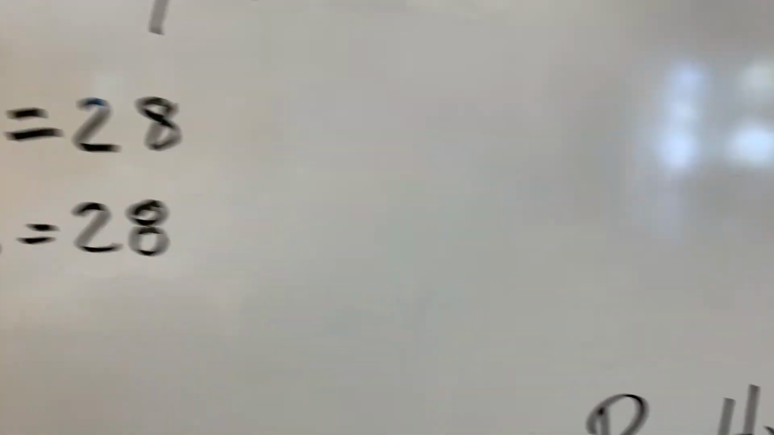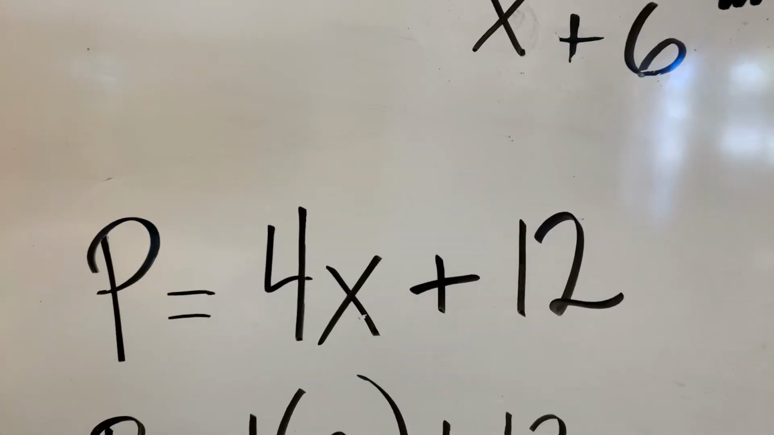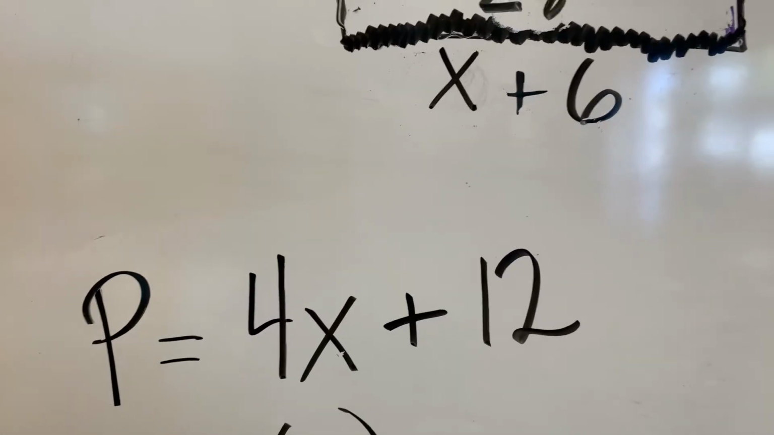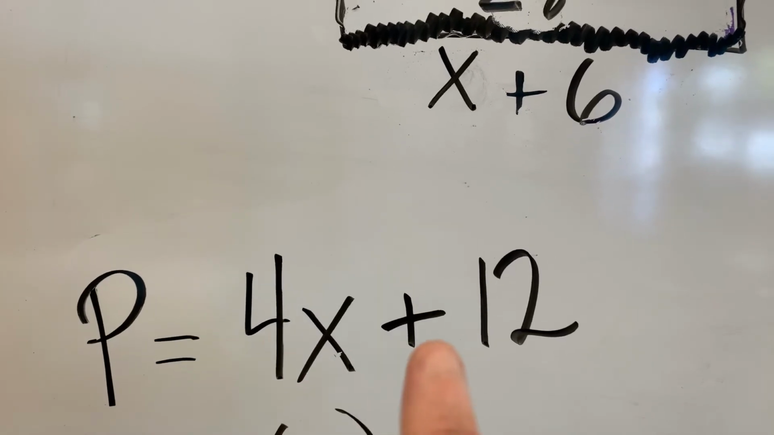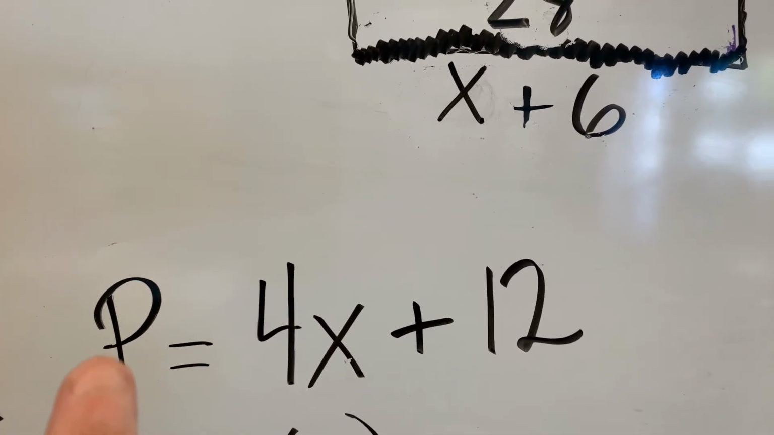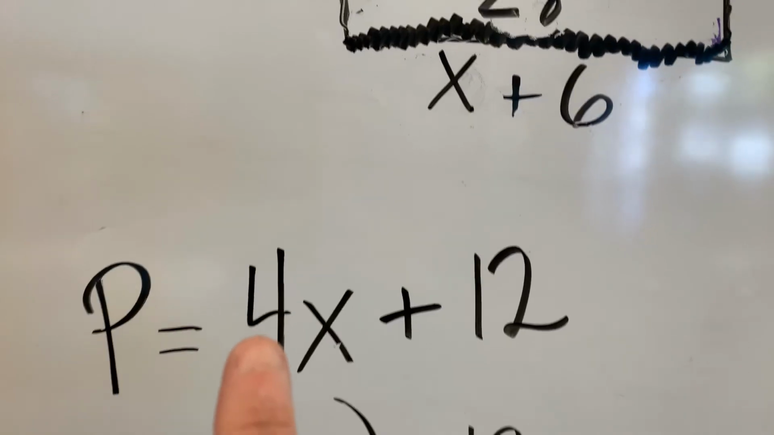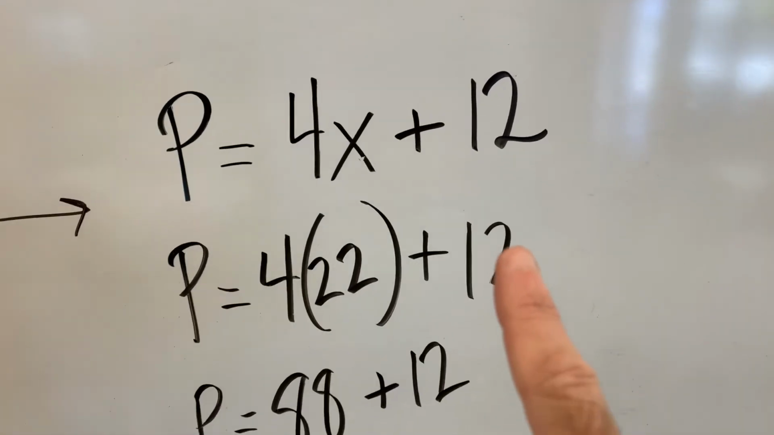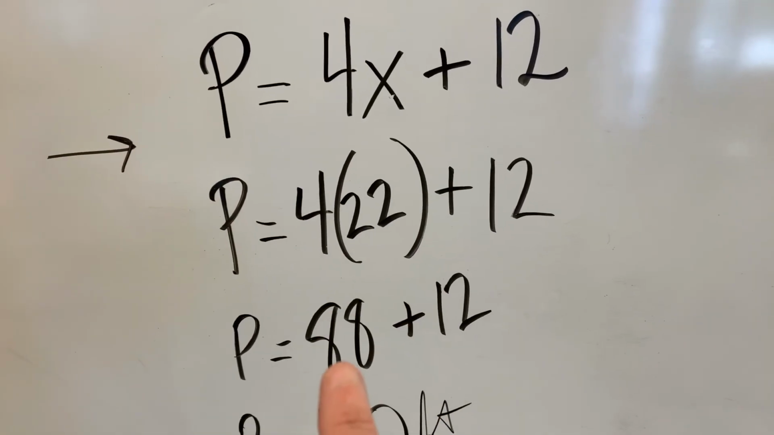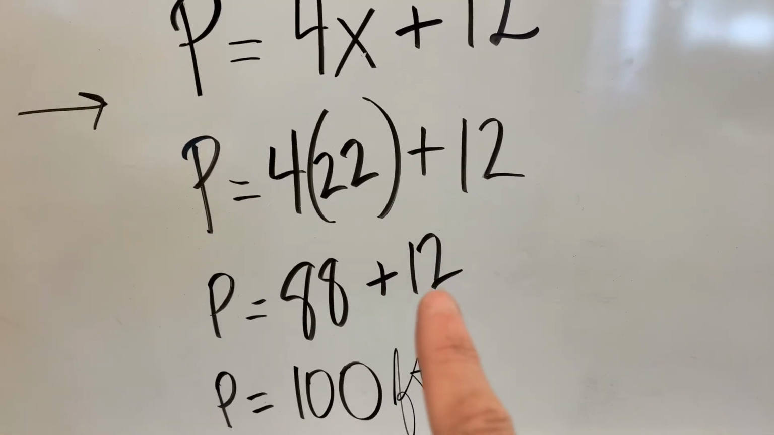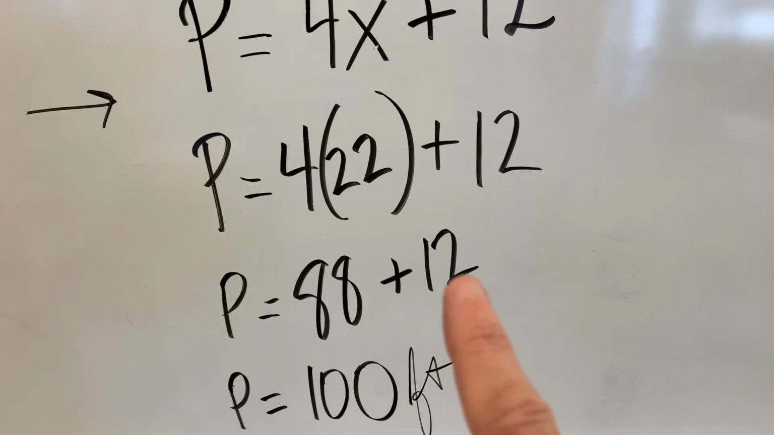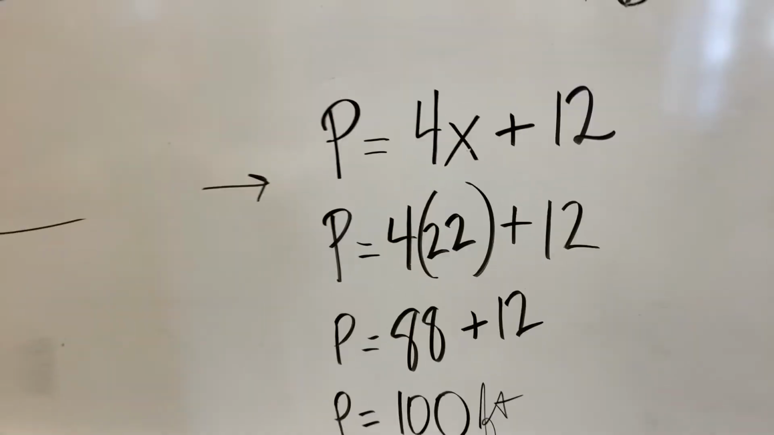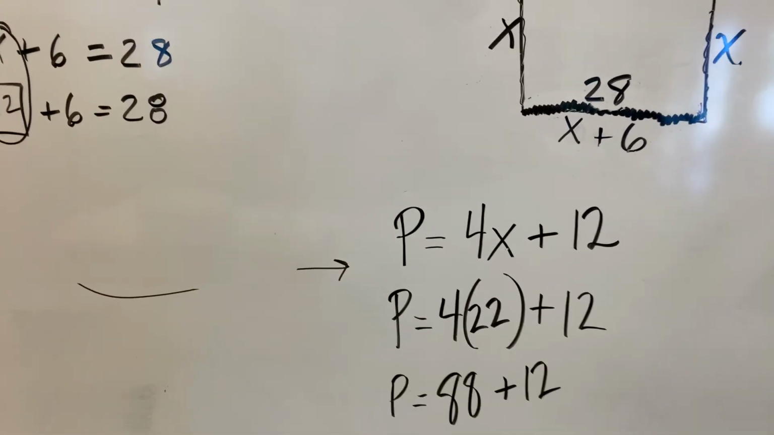So we come back to what we did in part A, and we're going to substitute 22 for x. So 4 times what number plus 12 is going to tell us the perimeter? The perimeter equals 4 times 22 plus 12. 4 times 22 is 88 plus 12. 88 plus 12 is not 96. It is 100.